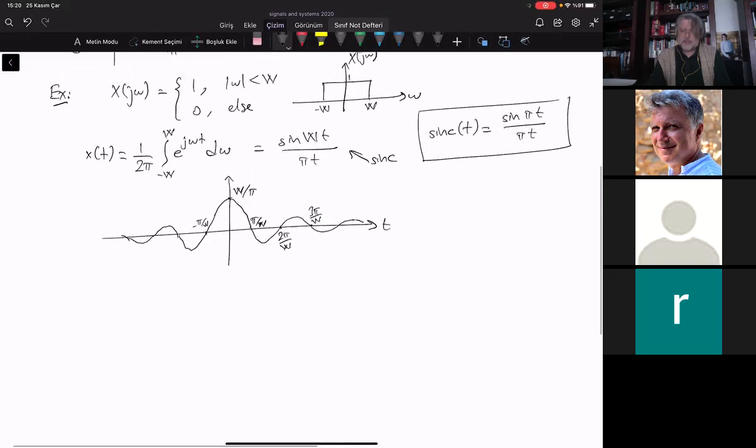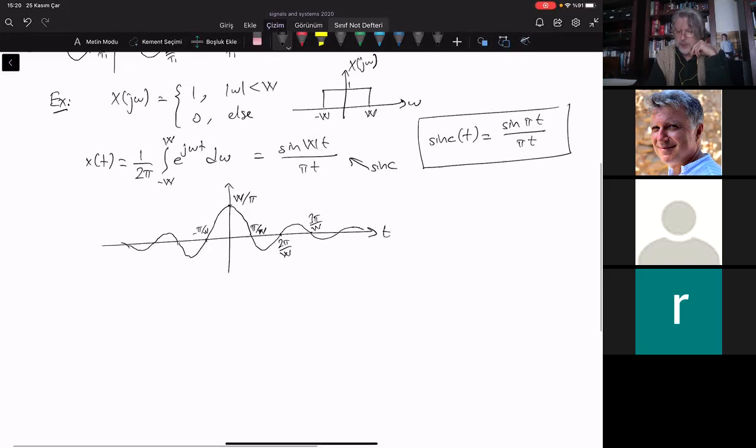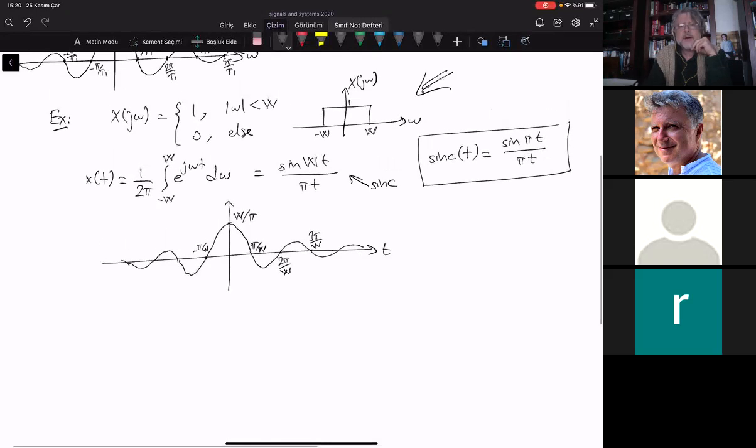And the same duality is also valid in terms of making one of the domains wider makes the other domain narrower. For instance, if the low-pass filter X of j omega here is a wider low-pass filter which passes more of the frequencies as W increases, in other words, pi over W will decrease, therefore it will be a narrower shape. Okay, as I increase W, this sinc shape will become narrower and narrower and narrower.